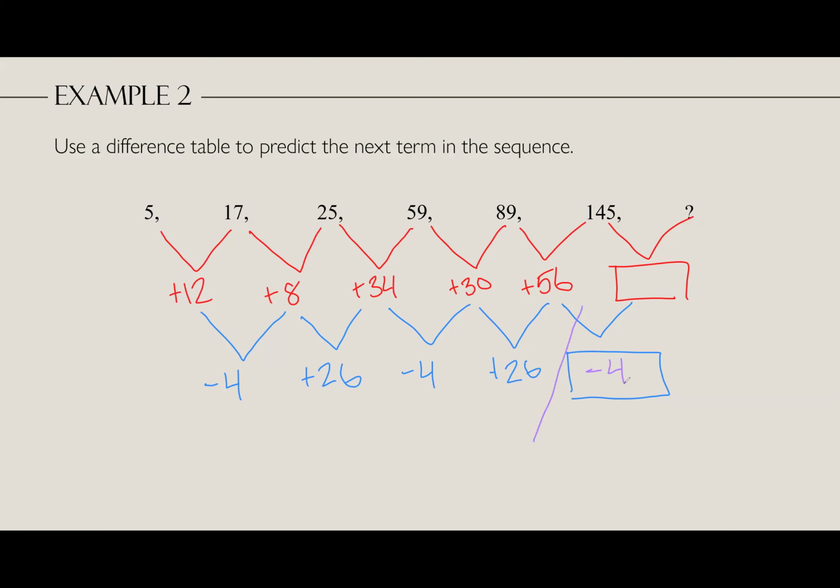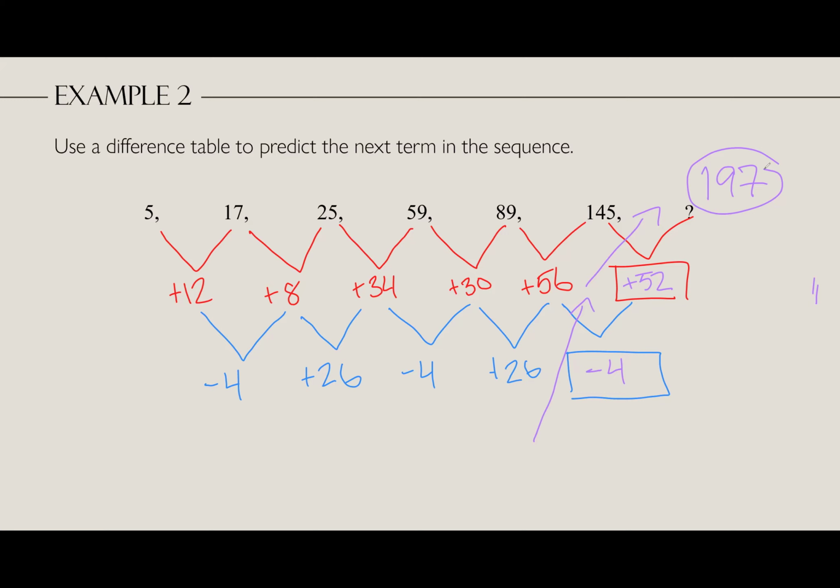If I go up and continue, 56 minus 4, we end up with 52, plus 52 to be exact. And let's go back up again. What's 145 plus 52? We should be getting 197. So that's going to be my prediction for the next term in this sequence. So in this example, we definitely had a much more complicated looking sequence, but thanks to our difference table, we're actually able to identify the pattern with a little bit of work here and there.